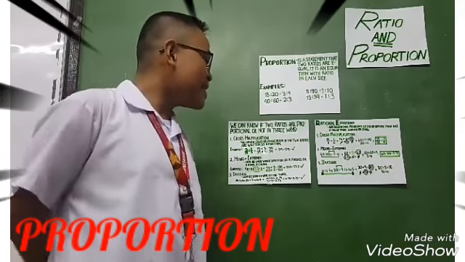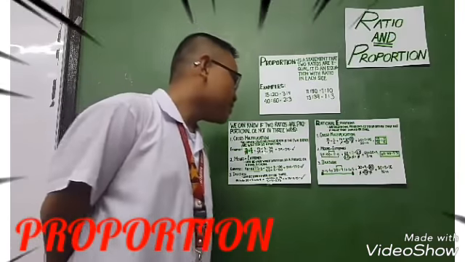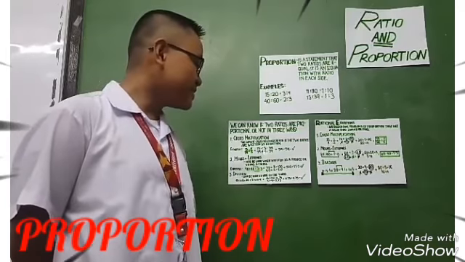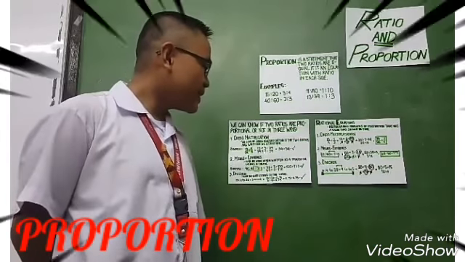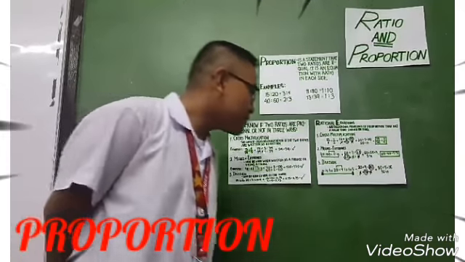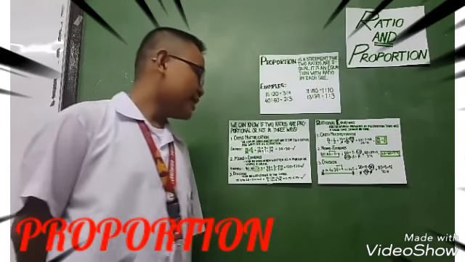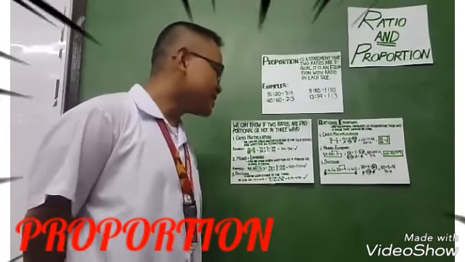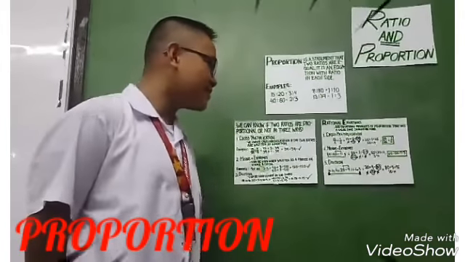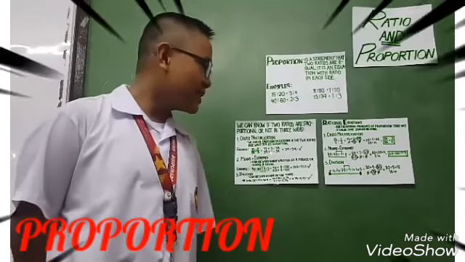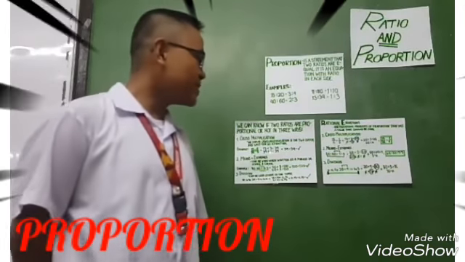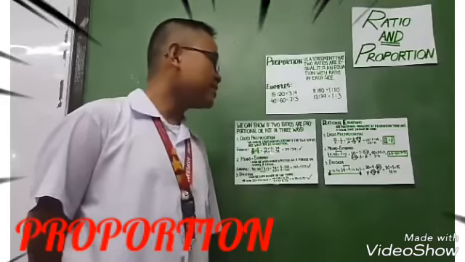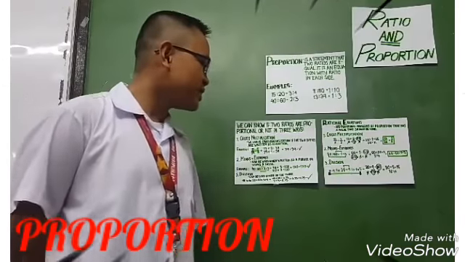Number 2, multiplying means and extremes. Example: 20:60 is equal to 1:n. What we're going to find is n. We will multiply the means, which are 60 and 1. 60 multiplied by 1 is equal to 60. And 20 multiplied by n is not compatible, so we will divide 60 by 20. 60 divided by 20 is equal to 3. So the value of n is equal to 3. The rational equation answer is 20:60 is equal to 1:3.